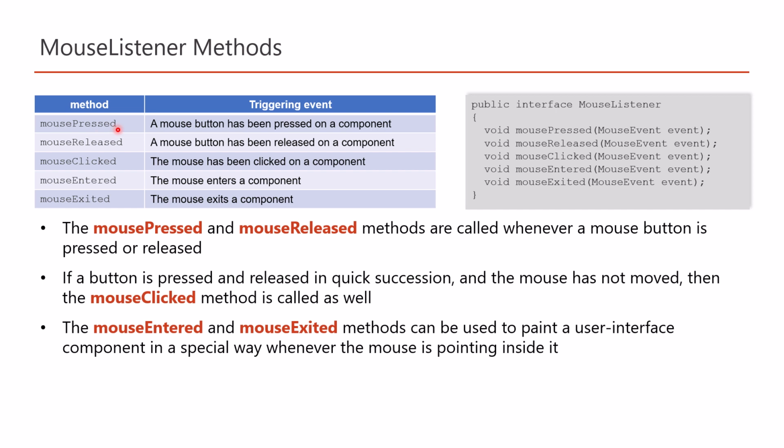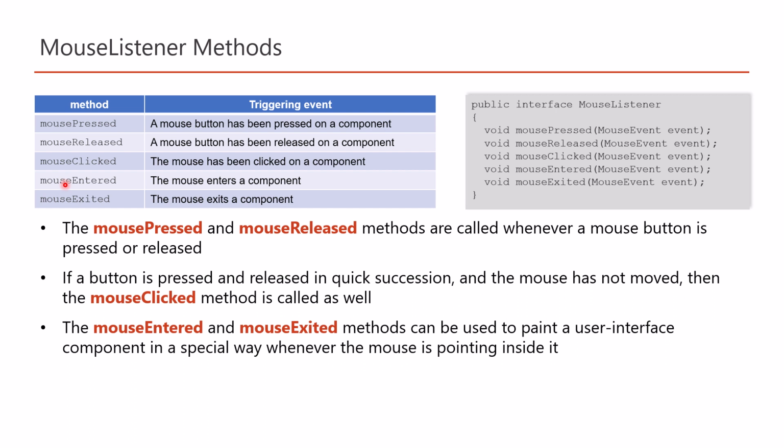meaning clicked and held down. It is suitable for actions that should occur when the button is initially pressed, such as starting a drag and drop operation. Like mouse clicked, it also receives a mouse event object. The mouse released method is triggered when a mouse button is released after being held down, usually following a mouse pressed event. It's helpful for actions that should occur when the button is released, like completing a drag and drop operation. It too receives a mouse event object.